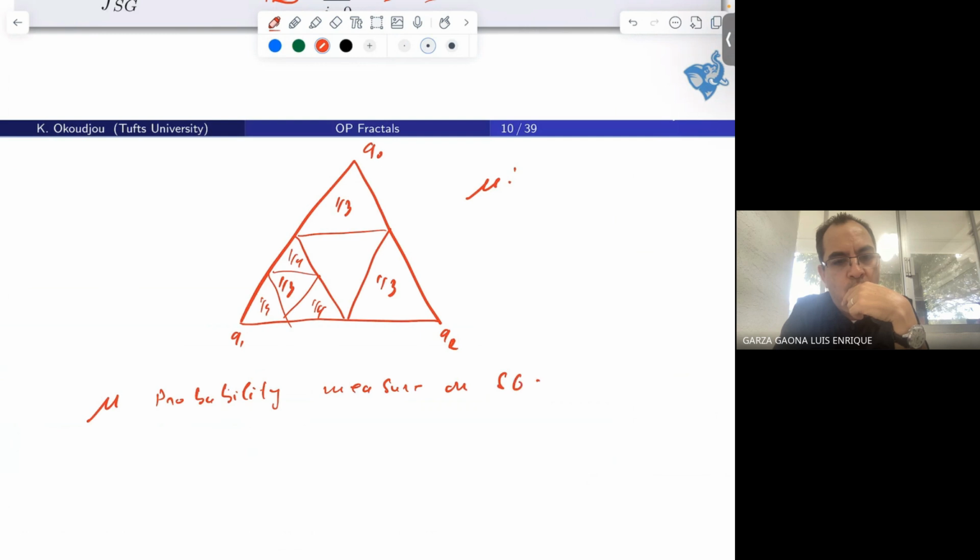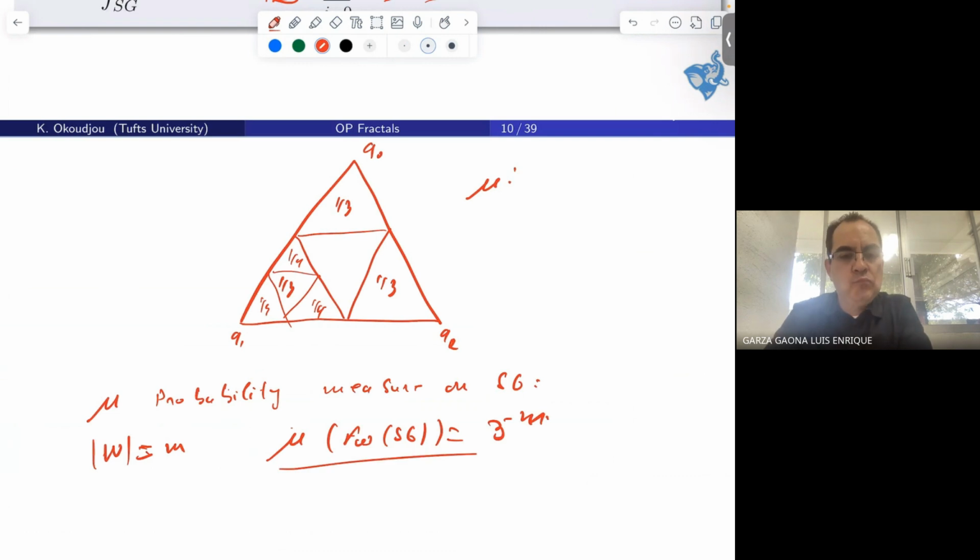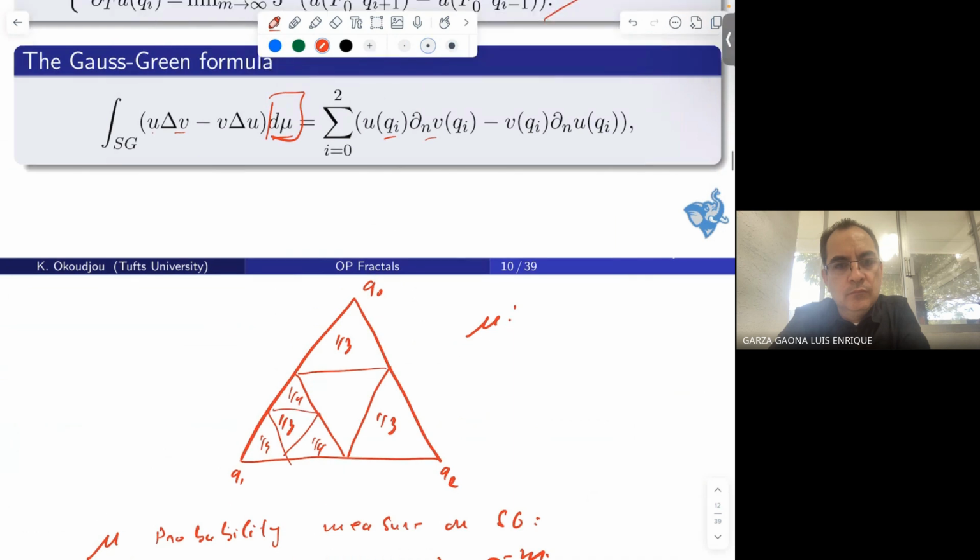on SG such that for any word omega of length m, the measure mu of f omega of SG is just going to be 3 to the power minus m. And there are exactly 3 to the power m such sets. So if you add all of them, you get exactly that the measure of the Sierpinski gasket is 1. That's the probability measure that is going to be considered in this talk. So when I look at L2 of SG, I mean L2 of SG with respect to this probability measure mu.